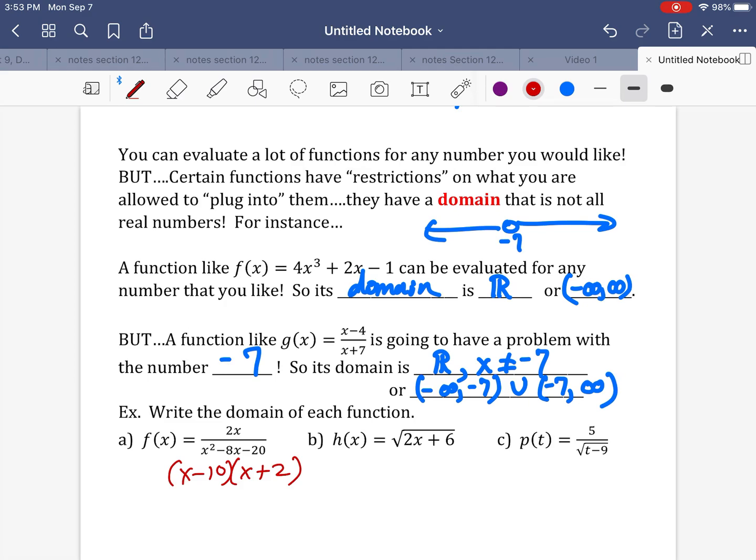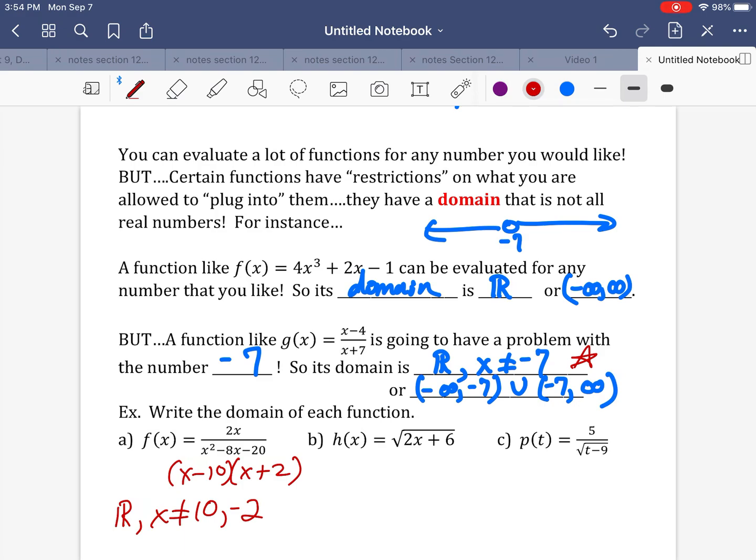All right, so there's 2 numbers I will not allow. So this one, I think I'm going to choose to write it like this. That would be perfectly fine. All right, so my domain is all real numbers where x cannot be 10 or negative 2, because those 2 numbers would cause the bottom to be 0. Okay? All right, so here, think about a square root.